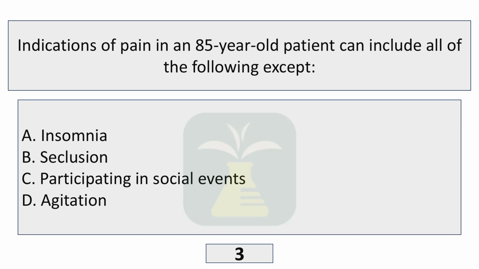Indications of pain in an 85-year-old patient can include all of the following except: A. Insomnia. B. Seclusion. C. Participating in social events. D. Agitation.